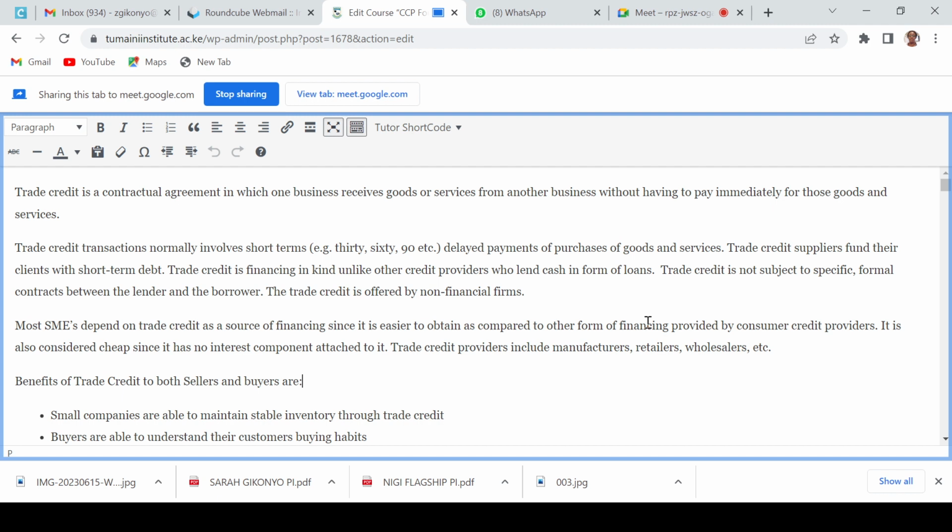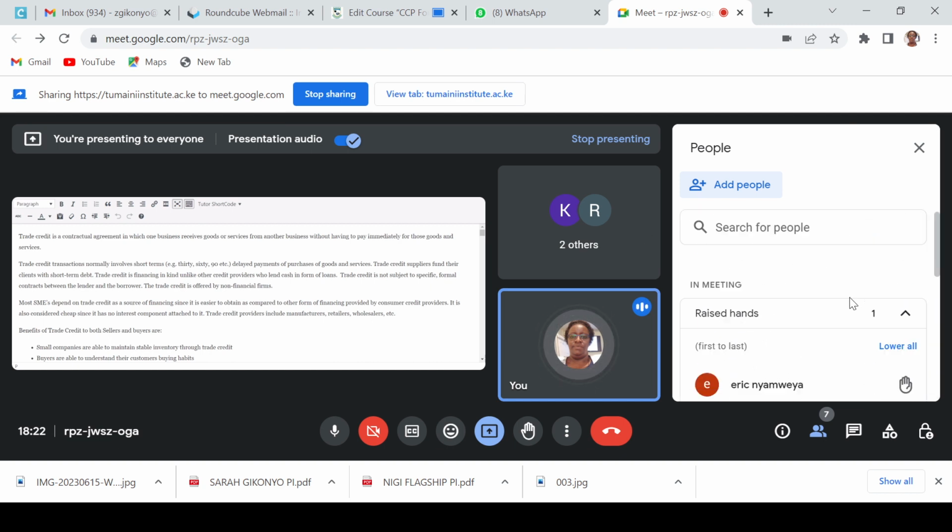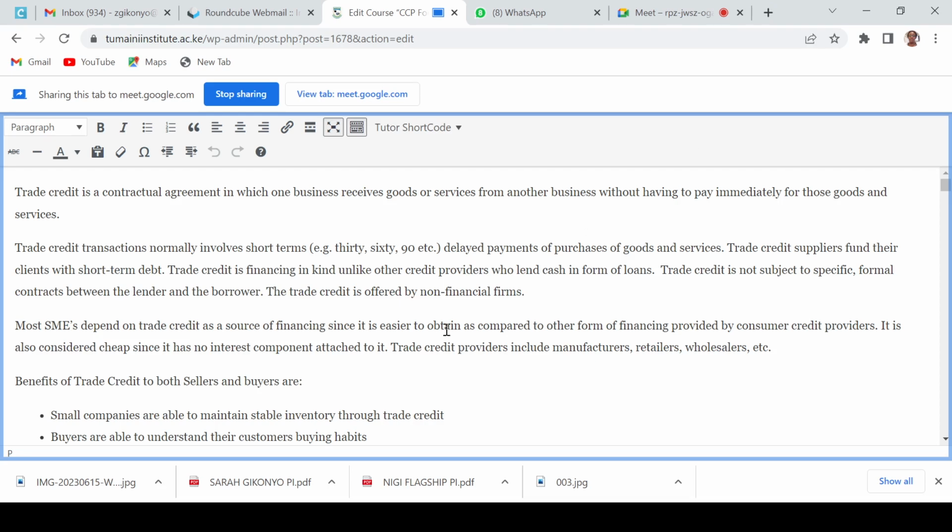Yani si ngumu kupata a credit facility from a manufacturer, as it is hard from getting it from a bank. So if you don't have an account with a bank, you have not had that account maybe for 6 months or so, you do not have frequent cash deposits, or your account is not good, you may not be able to get a loan from a bank, right? But when you look at trade credit, it is very easy for a business to obtain a credit facility from a trader as compared to the banks.